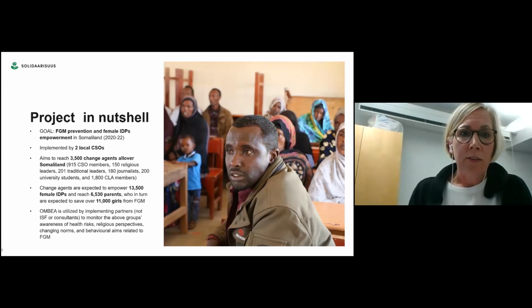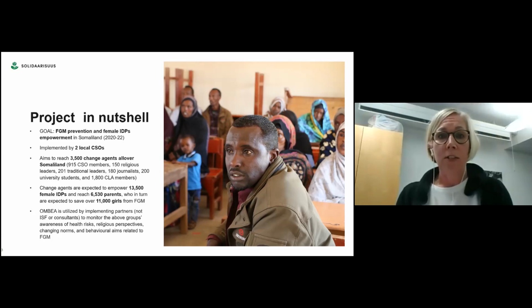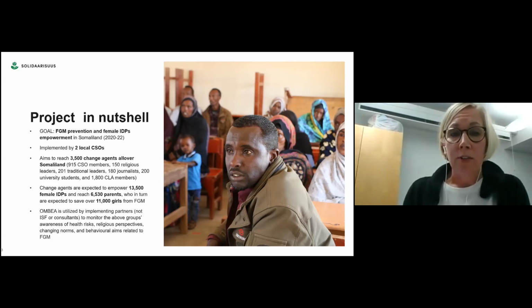As for the magnitude of the project, we are aiming to reach 3,500 different kinds of change agents all over Somaliland, consisting of CSO members, religious leaders, traditional leaders, journalists, university students, and women's cluster level association members. So there are very many different kinds of groups and categories of people whose awareness and attitudes we must monitor separately, in different categories and also several geographical locations. Then, so that it is not too simple, these change agents in turn are expected to empower 13,500 female IDPs and reach 6,500 parents, who in turn are expected to save 11,000 girls from FGM.